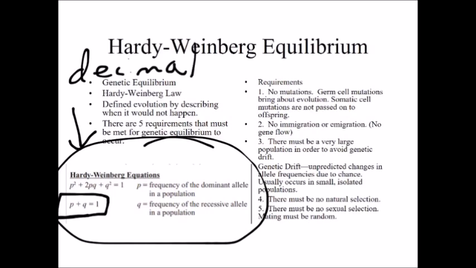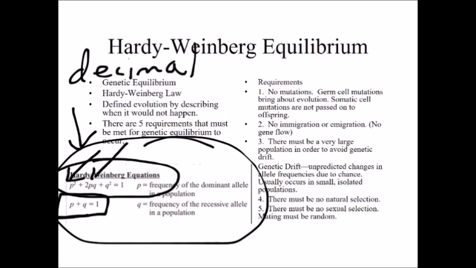So if you have a percentage, you want to convert that percentage to decimal and use decimal in these equations. The top Hardy-Weinberg equation deals with genotype frequencies. Remember, genotypes are the actual gene combinations an organism possesses. So P squared in this top equation represents the frequency of homozygous dominant individuals, individuals who have 2 copies of the dominant allele.